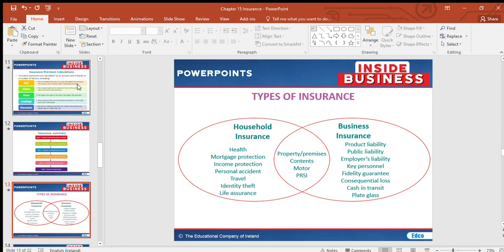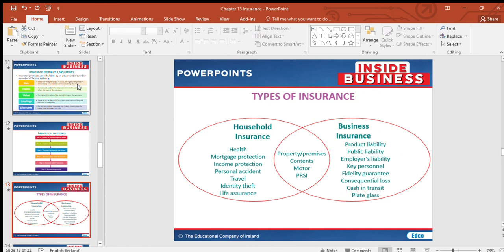Obviously it's a Venn diagram. The subset in the middle is what's shared between household and business. So property, premises, is your house insurance for a household, and your general property for your business. Contents is what's in the house. Motor insurance is obviously car, and PRSI is what everyone's required to pay. We'll go into that more in the next topic. It's pay-related social insurance.